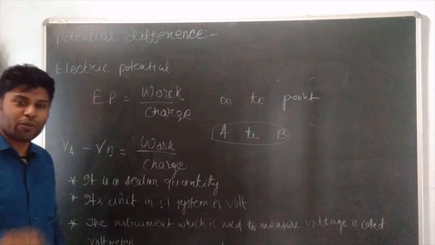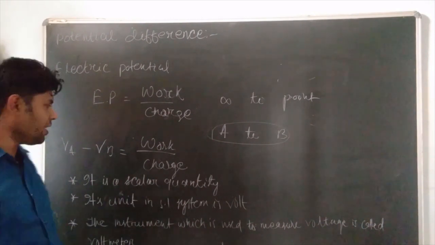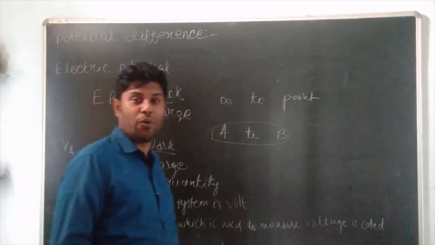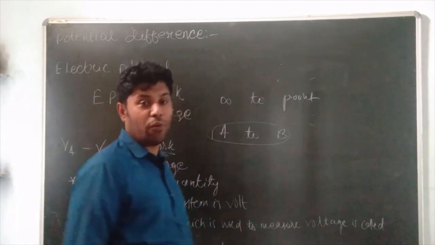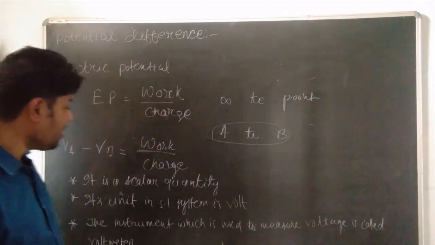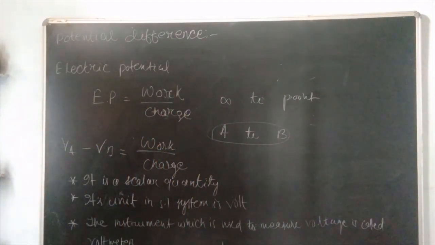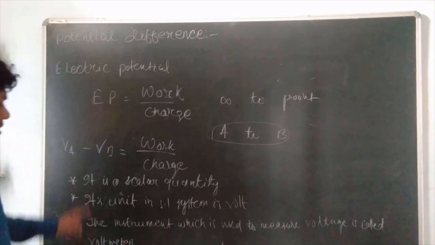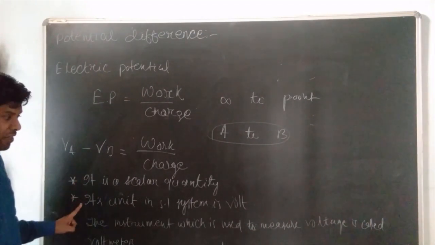All are very familiar with the volt. And how will you measure the volt? Normally you measure the volt with the help of the voltmeter. And a very important thing, how will you use the voltmeter? The voltmeter is always used in parallel to the circuit. It is a scalar quantity and its SI unit is volt.